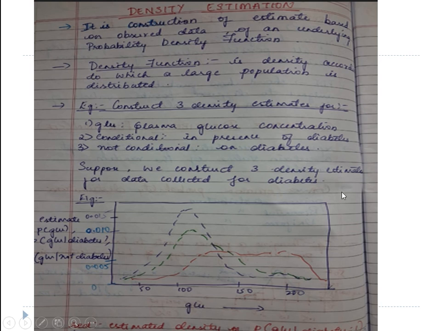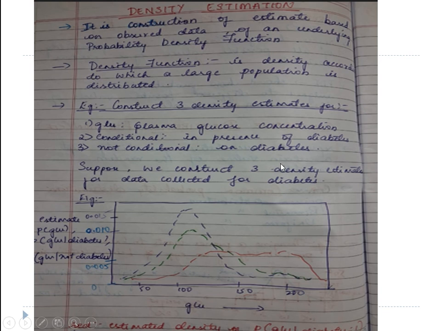Now once you have the probability distribution function, let's try to do the density estimation. So what is density estimation? It is the construction of an estimate, based on observed data, of an underlying probability density function. So basically we are trying to construct an estimate from the observed data of the PDF. The density function is used for this case. What is a density function? It is a density according to which a large population is distributed. So let's see how we can construct a density estimate.